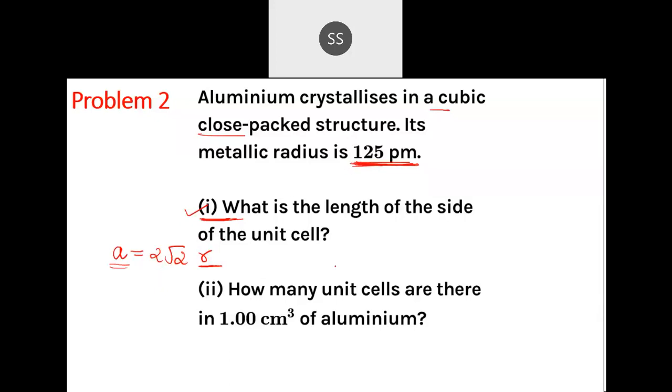Did all of you get the answer? Approximately 354, otherwise 350. This is the answer, no? 353.5 picometer. This is the answer everyone has got. Approximately, if you want, you can write 354 picometer, that is also fine. So this much everyone might have got now. No problem in working out this first one.